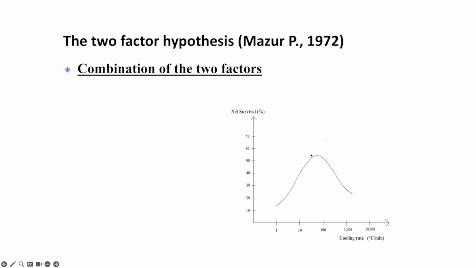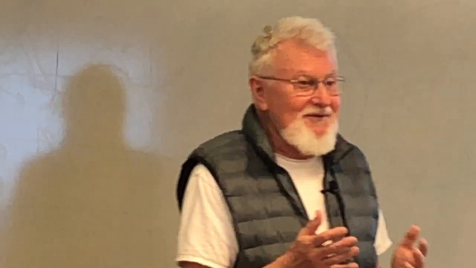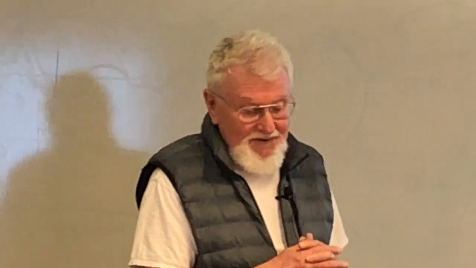The issue is that this optimal cooling rate is not the same for all cells. It depends on the cell membrane permeability, on the cell membrane dimension. You can see here, for yeast, optimal is 10 degrees centigrade per minute. For red blood cells, it's 3,000 degrees centigrade per minute. So this is essentially one of the main problems. Different cells require different optimal temperatures.